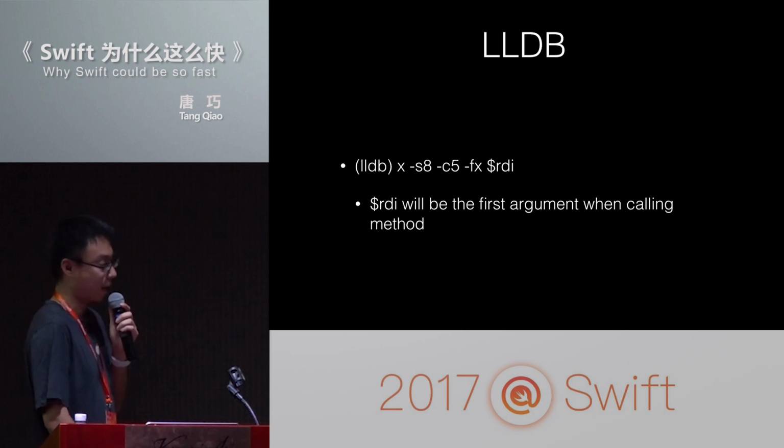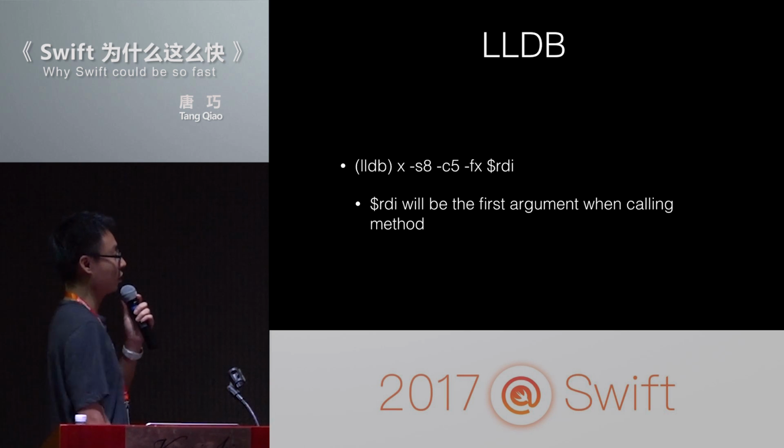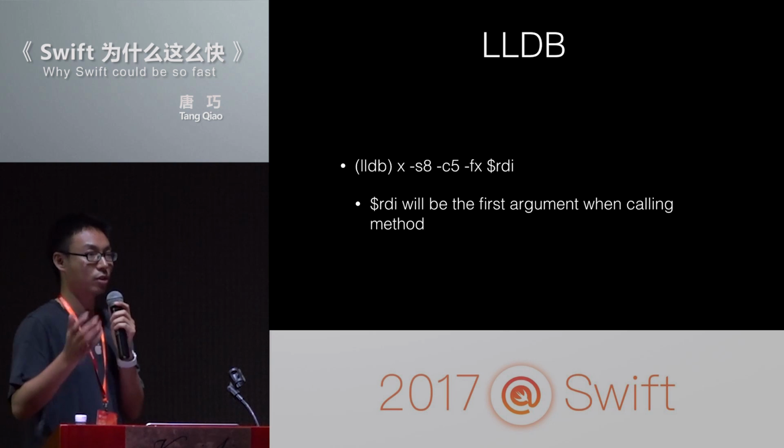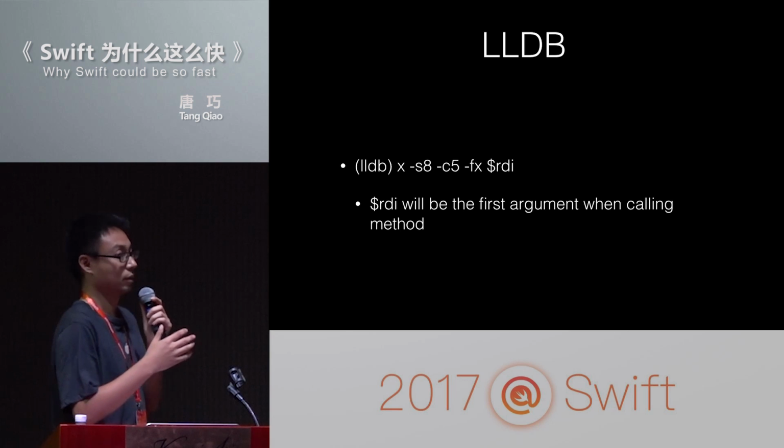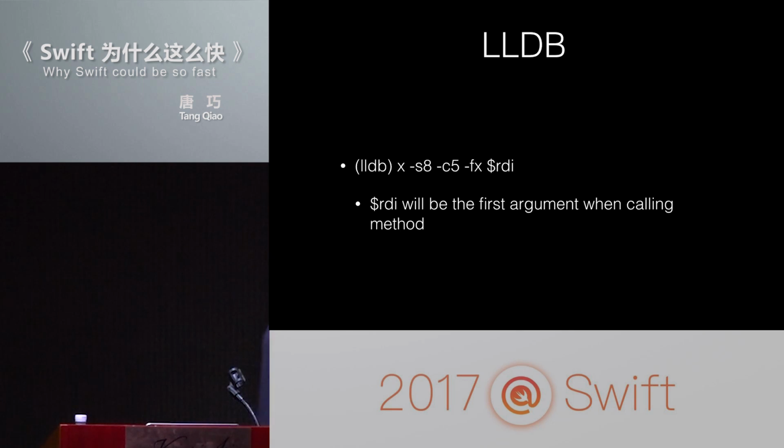And the most useful command is the X command. It's used to read a range of memory. So later we'll use it to read the RDI memory. RDI is a special register. It holds the first argument when you call a method. So if you call your method, set a breakpoint, and read the RDI memory, you can get the memory layout of the argument.